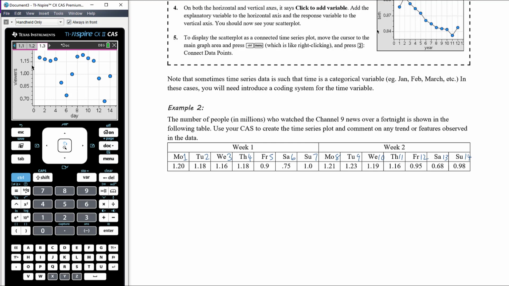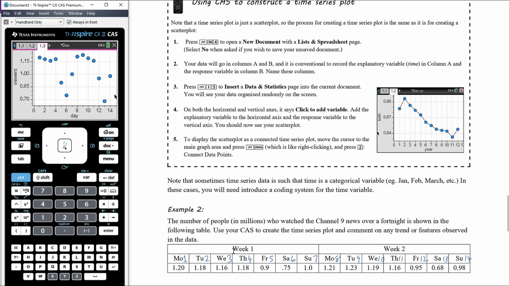So what you need to do is, I'm going to just scroll up here so you can see this box up here. So we want to have a look at step 5. That's where we're getting new information here. Otherwise, we're just plotting a scatter plot as usual. So you want to move the cursor to the main graph area. So I mean this white area, not the grey area. You need to be somewhere in the white area. And then I'm going to do a right click with my mouse, but you're going to press Control Menu while you've got your cursor hovering somewhere in this white area. Control Menu is a right click. And then you want to go Connect Data Points. Okay, and now we have a time series plot rather than a scatter plot.